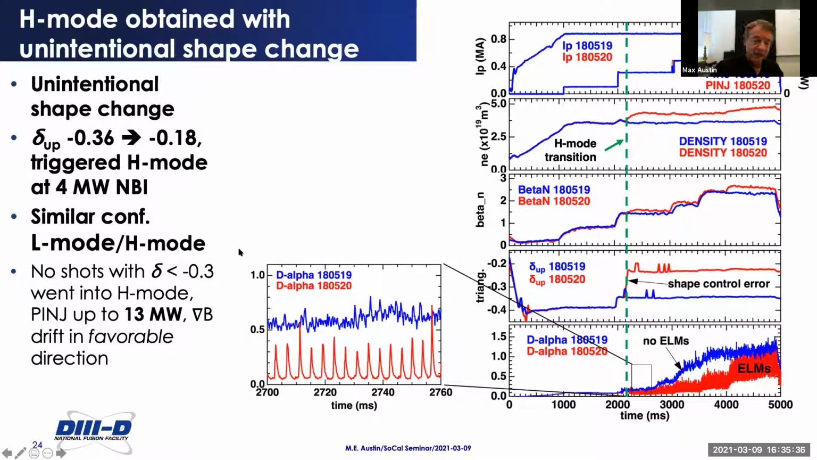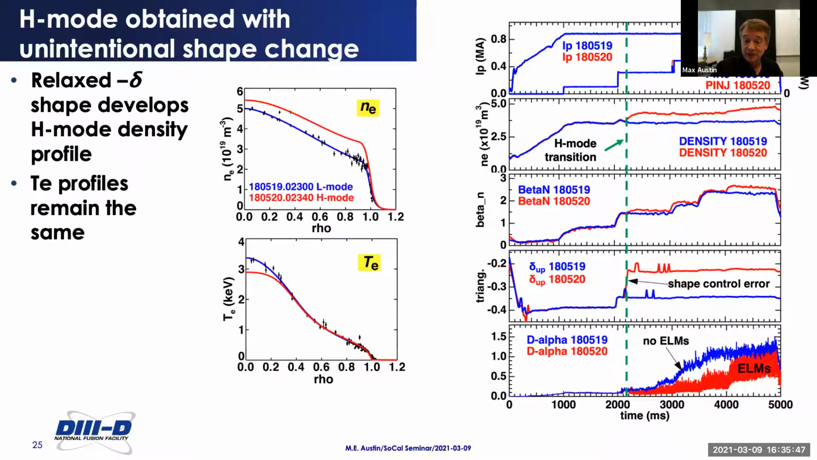Yeah, I didn't know. In these discharges, the grad B drift is in the favorable direction. So of course, that's again why we were so surprised we didn't get the transition. Here are shown the profiles from these discharges. The one that went into H mode ended up getting the steep density, which is more typical of H modes. Interestingly, the temperature profile shown in this lower box, TE versus rho, looked very much the same. And in particular, they had the same sort of pressure profile out here.